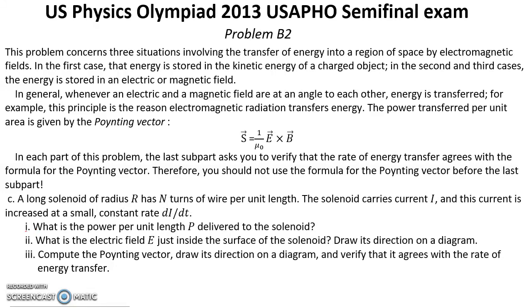Part C. A long solenoid of radius r has n turns of wire per unit length. The solenoid carries a current I, and this current is increased at a small constant rate dI over dt. First question. What is the power per unit length P delivered to the solenoid?